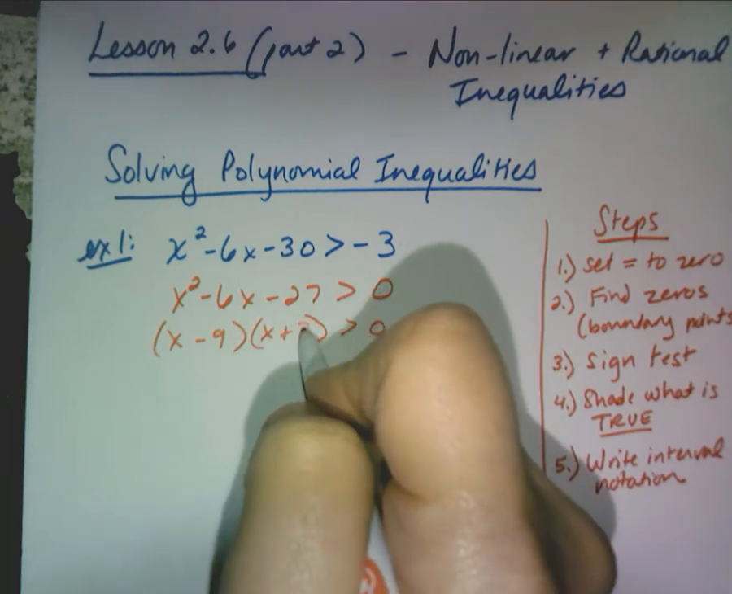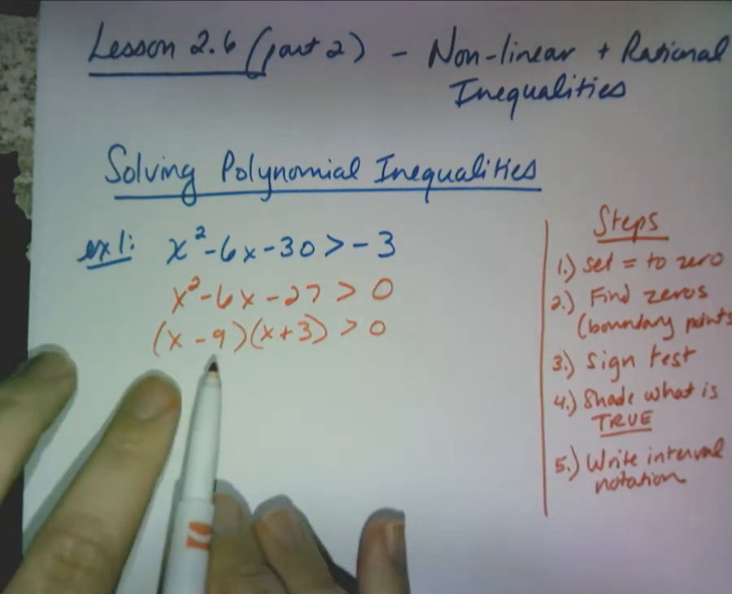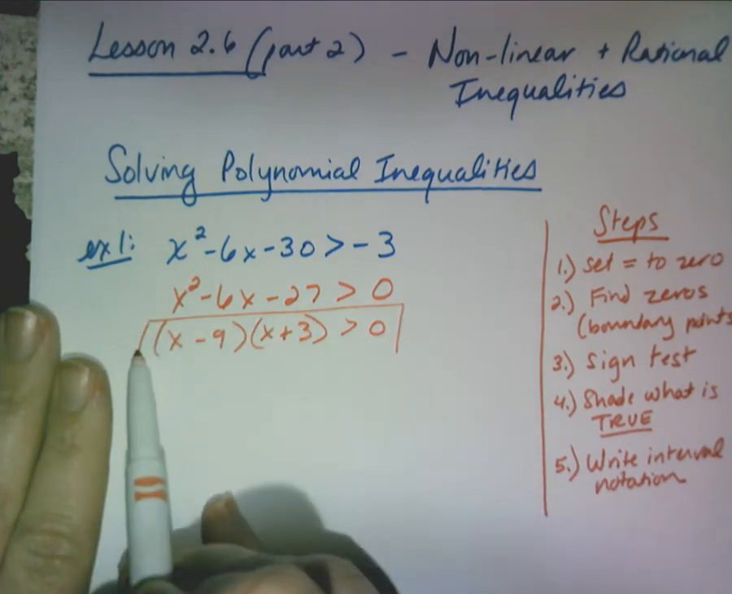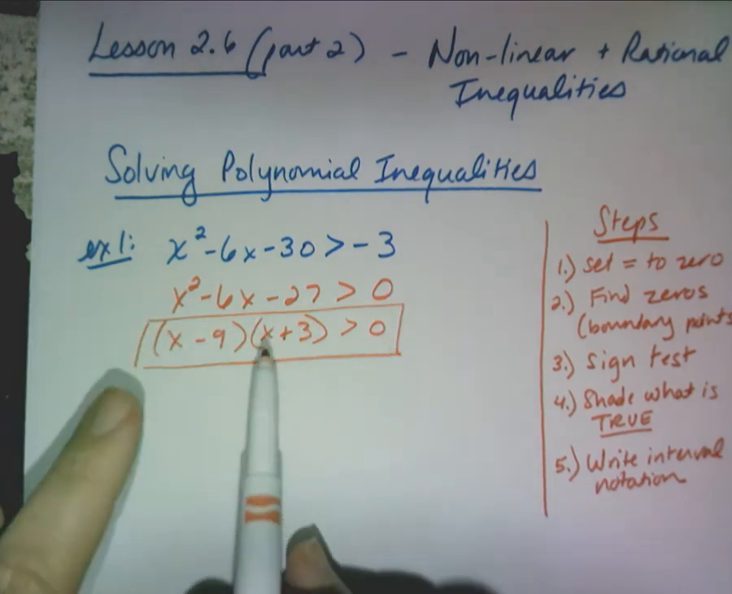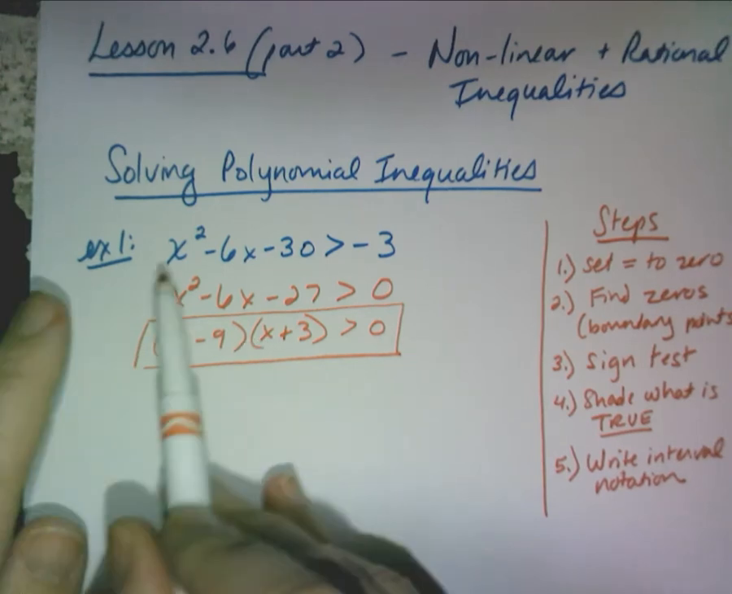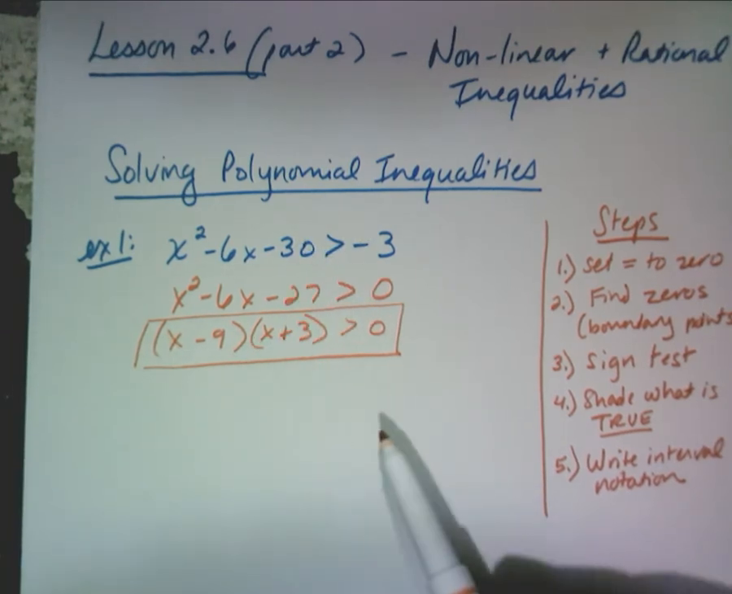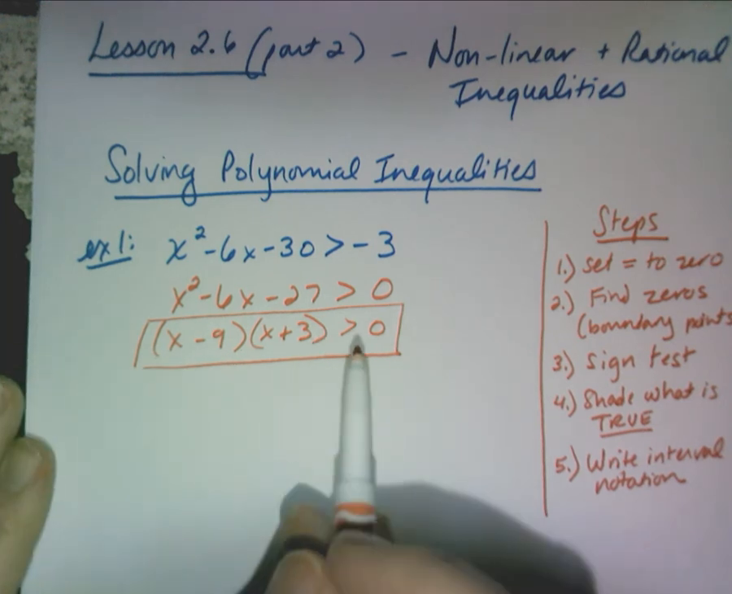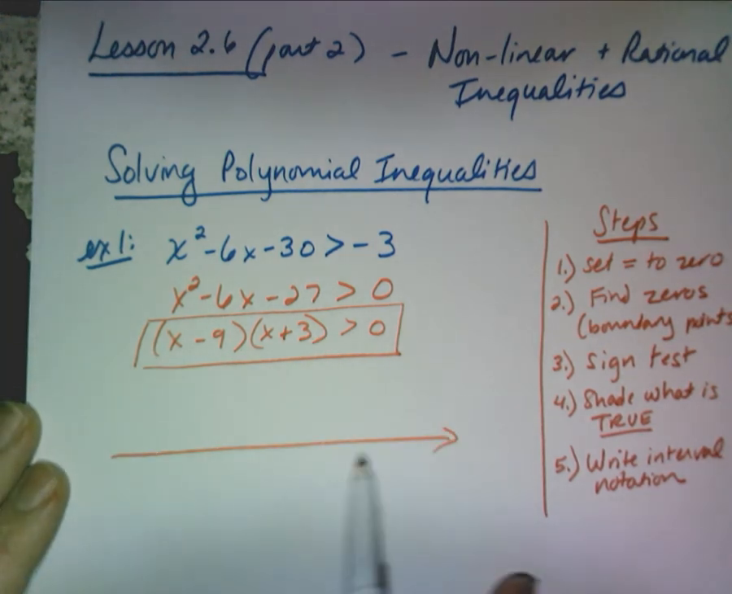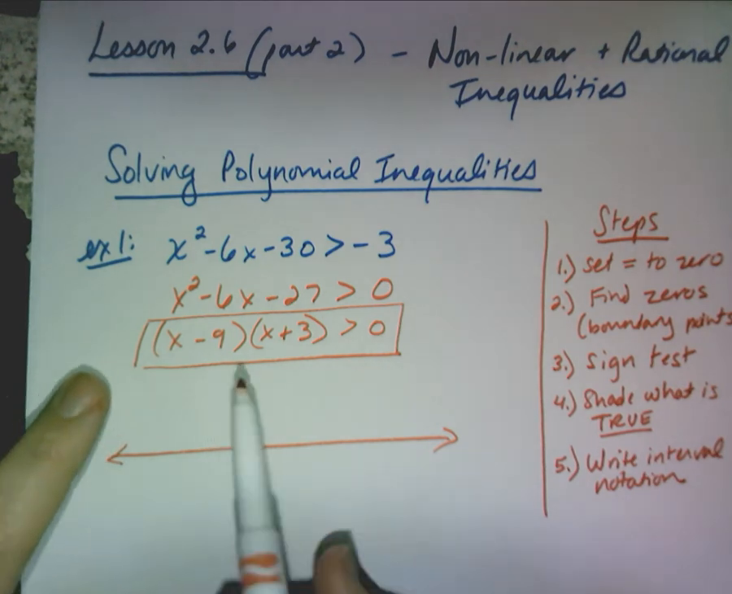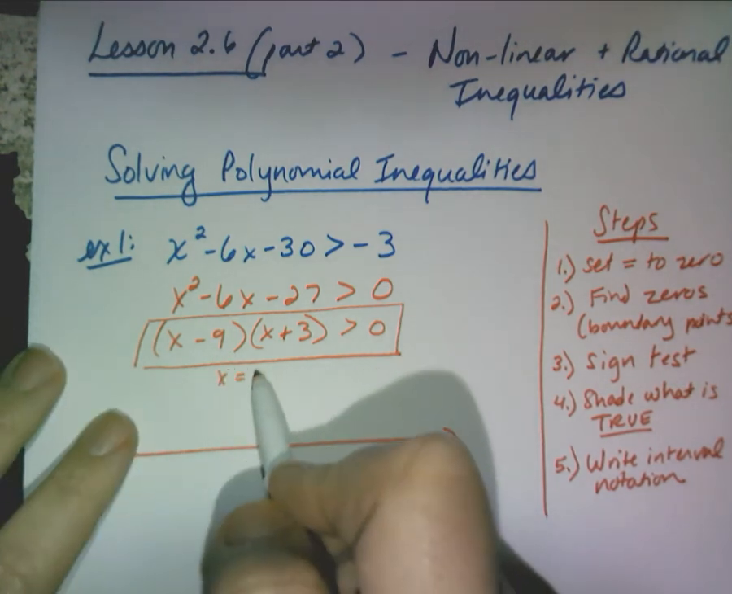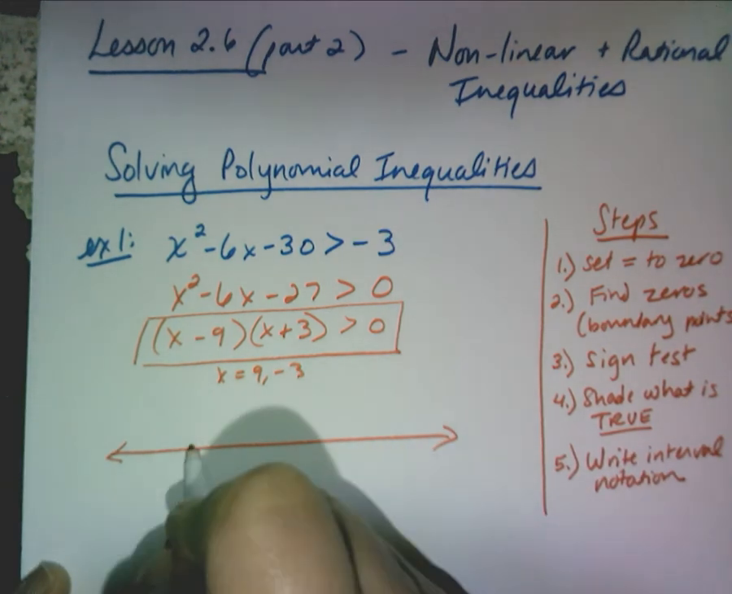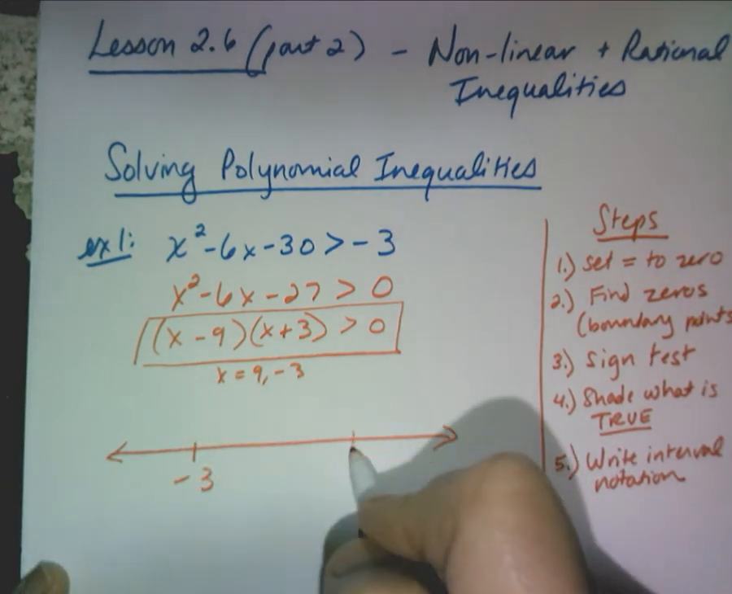And 3? Yeah. Okay, now, you're going to stop right there, and you're going to put a box around this factored form, and I'm going to show you why in a minute, because that's what we actually perform the Sign Test on. We do the Sign Test on this. We actually don't do it to the original. Okay? These numbers right here are your zeros. So you are going to go to a number line, and you're going to plot those boundary points. Those boundary points are, again, 9 and negative 3. Agreed? So you're going to go to negative 3 right here, and then 9 right here.